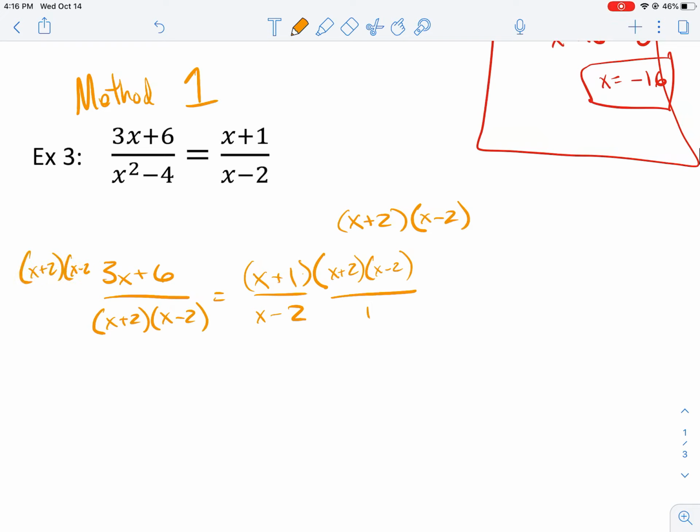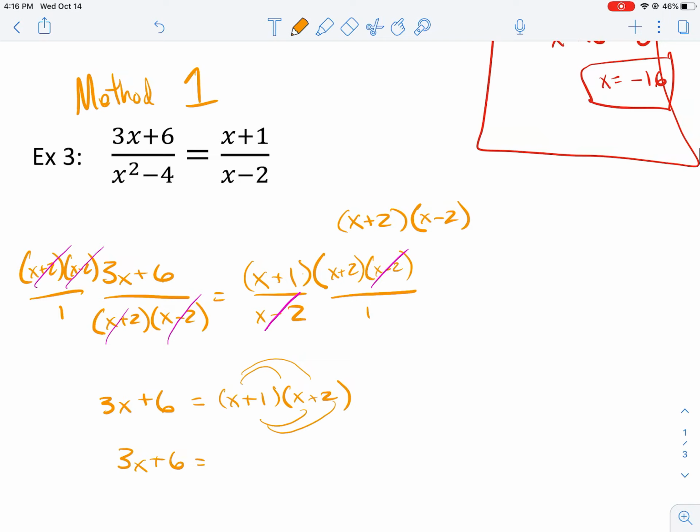But I'm sorry, I'm doing method 1, my bad. So I want to do it to both sides. I apologize. I'm multiplying both sides by our fraction buster. On the left side, all these things cancel. These two things cancel. And what we are left with is 3x plus 6 is equal to x plus 1, x plus 2, sorry. Now I'm going to multiply these things out. So I get 3x plus 6 is equal to x squared plus 3x plus 2.